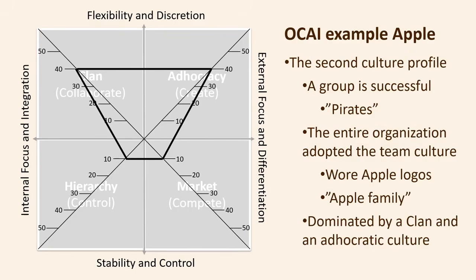Employees wore Apple logos on their clothes, had Apple bumper stickers on their cars, and spoke warmly of the Apple family. Apple came to be a highly cohesive clan. Apple's culture was dominated by a clan and an adhocratic culture and placed in the upper left and right quadrants.